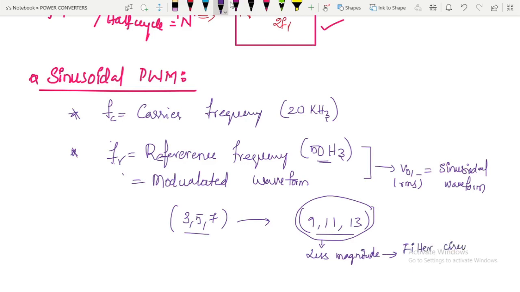So the complexity of filter circuits is reduced using the PWM technique, because to eliminate 3rd, 5th and 7th harmonics, the filter circuit needs to be very complex. Using PWM we are changing the dominant harmonics to 9th, 11th and 13th, which can be easily filtered out using normal filter circuits. So by using the PWM technique we are getting the fundamental RMS nearly equal to a sinusoidal waveform, eliminating the dominant harmonics 3rd, 5th, 7th, and shifting the dominant harmonics to 9th, 11th, 13th, which can be filtered out using external filter circuits. So this is what is going to happen. I hope you understand.